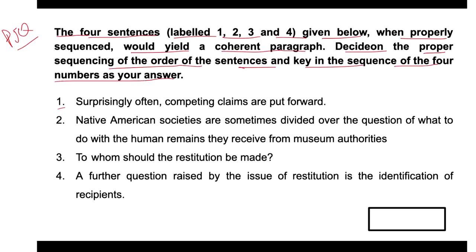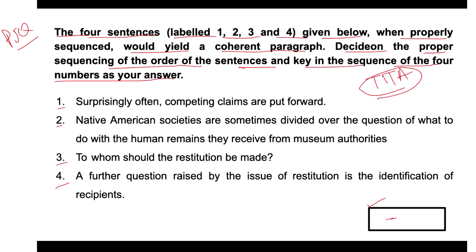So the sentences pointed here, number one, two, three, and four, are the minimal number of sentences in the para-jumbled questions that come in CAT exams. These are also known as the TITA based questions. These questions do not carry any negative marking. Here you would find a box given, which means you need to type your answer in the box given below. So that is what a TITA based question is. Let's read the sentences first.